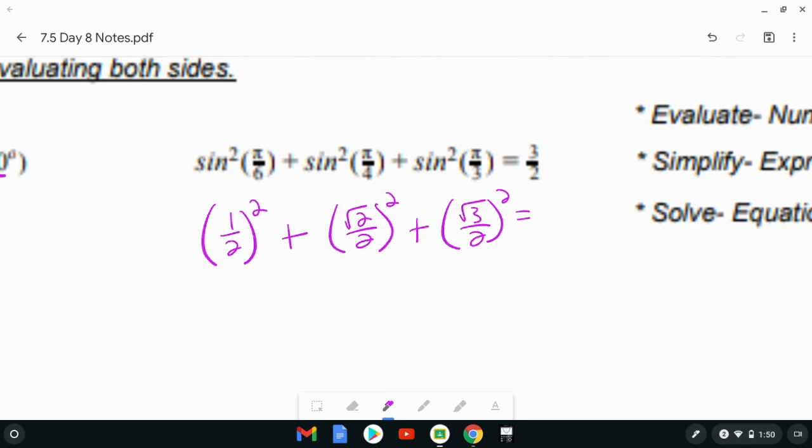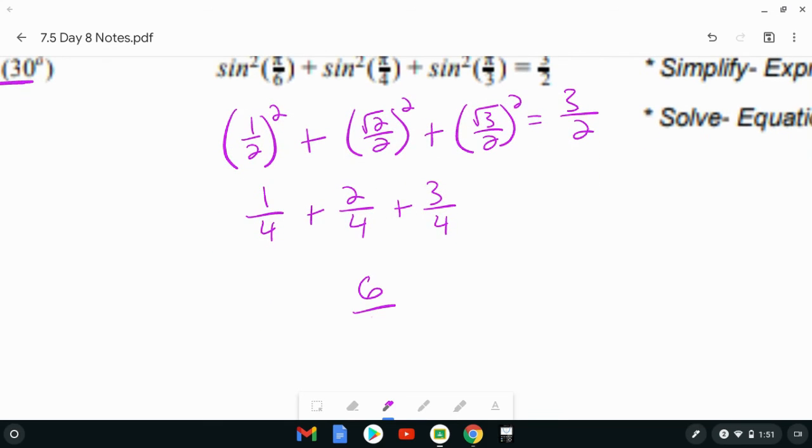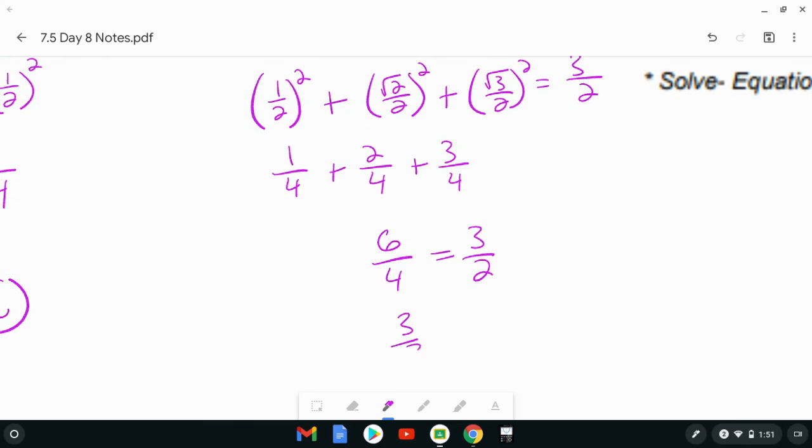So again, leave the right side alone. Let's just go ahead and evaluate the left side. 1 over 4 plus 2 over 4 plus 3 over 4. You would get 6 over 4, and then reduce it, and you get 3/2.